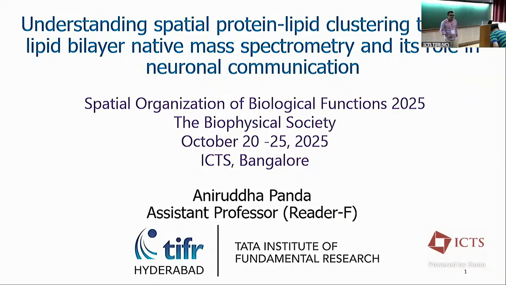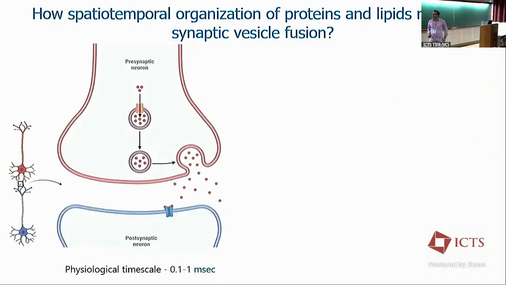Today I'll share a story about protein-lipid interactions, particularly spatial interactions in the membrane and how they are important in neuronal communication. Basically, you have a presynaptic membrane filled with neurotransmitter-filled synaptic vesicles, tiny vesicles, and they fuse with the plasma membrane on a millisecond time scale and release the neurotransmitter, which is then taken up by the next receptor in the postsynaptic neuron. This is the most fundamental aspect of any kind of neuronal signaling or chemical synapse.